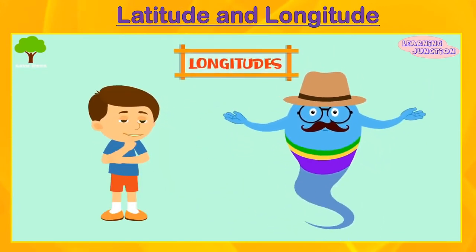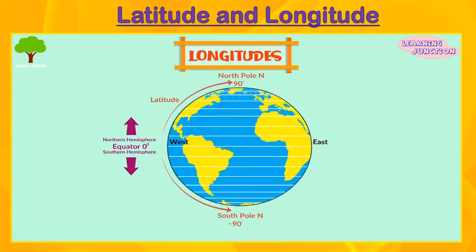And now the longitudes. Longitudinal lines run from the North Pole to the South Pole. They measure how far east or west a point lies from the prime meridian. These are also known as meridians.